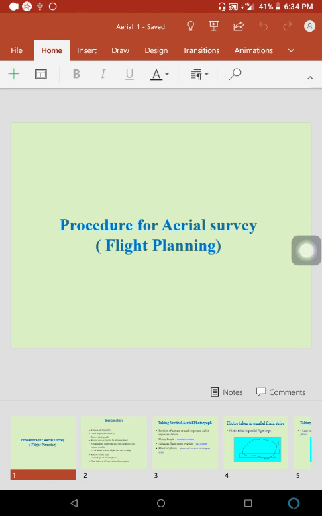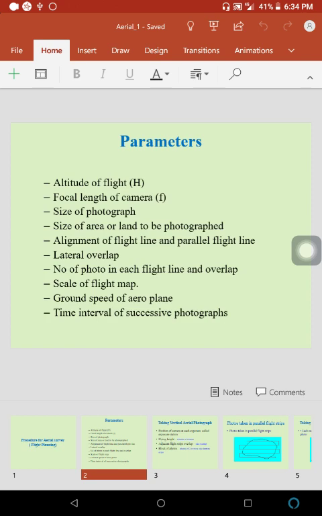Dear students, today we are going to discuss flight planning in aerial photogrammetric survey. As photogrammetric survey is a costly affair, huge money is required, huge expertise is required. So before taking the photograph, flight planning is one of the essential tasks in aerial photogrammetry in order to reduce the wastage of labor, time, resources, and money.